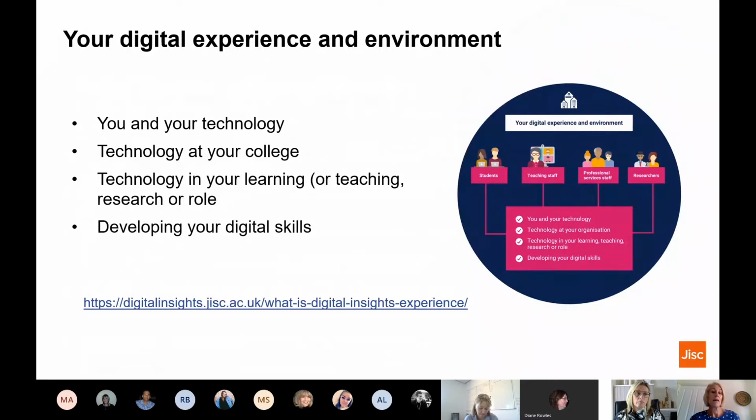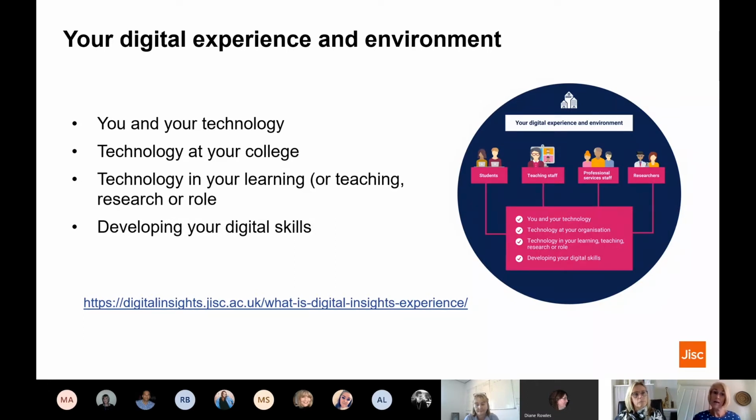Now, within our surveys, of which you have got opportunities to run at no cost for the coming year for your colleges, we have got 4 areas within the survey for students, and you'll see that replicated for teaching staff and also for professional services staff.